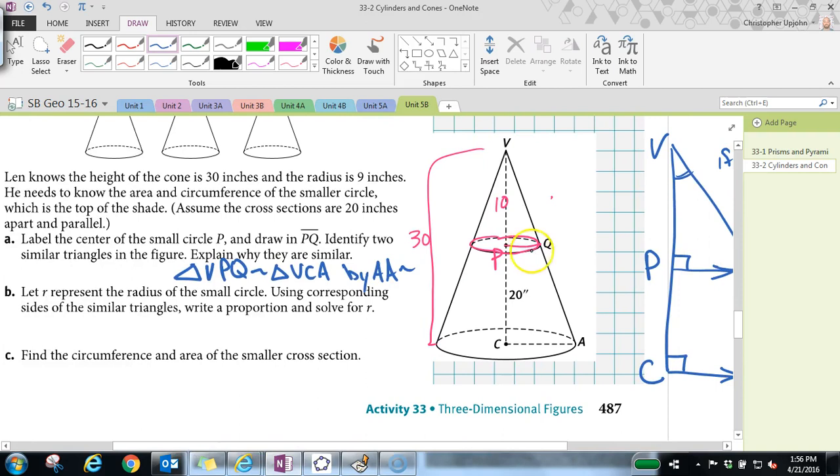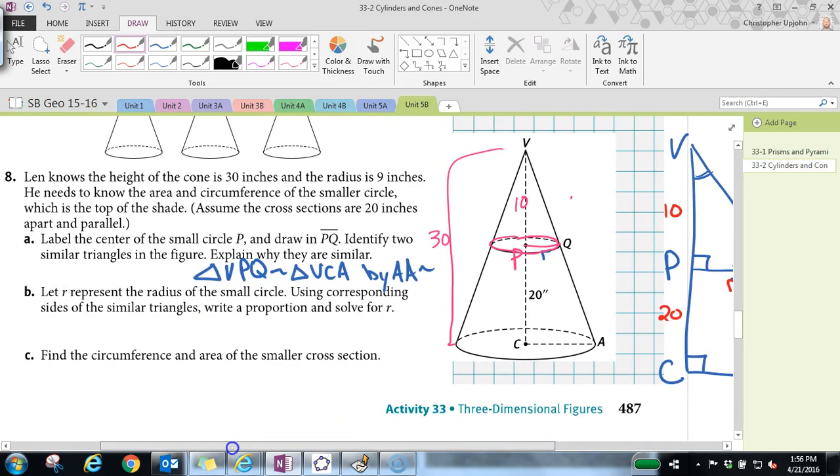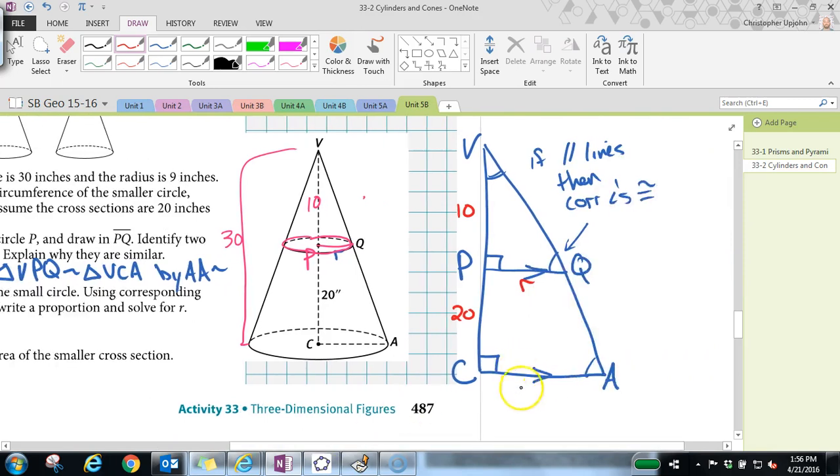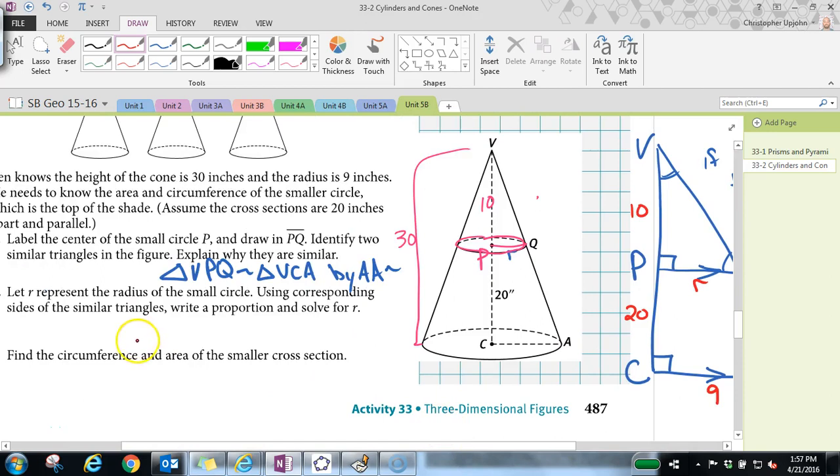Let R represent the radius of the small circle. So PQ is R. Using corresponding sides of the similar triangles, write a proportion and solve for R. Here's R. We know this is 20, 10, and the radius of the big cone is 9. So 10 over 30, the whole side, is equal to R over 9. So our radius, when we solve for that, we cross multiply and divide, R equals 3.